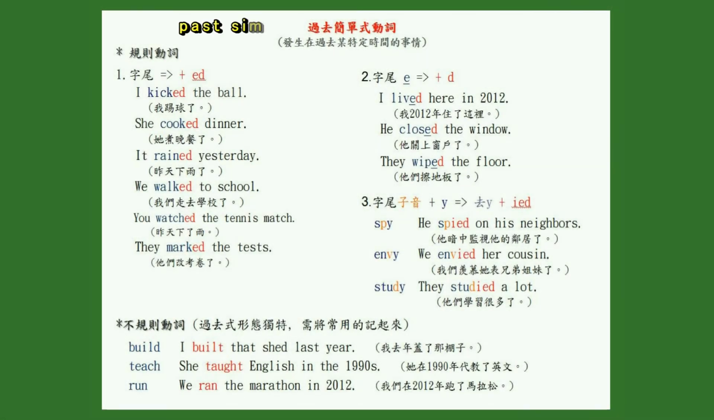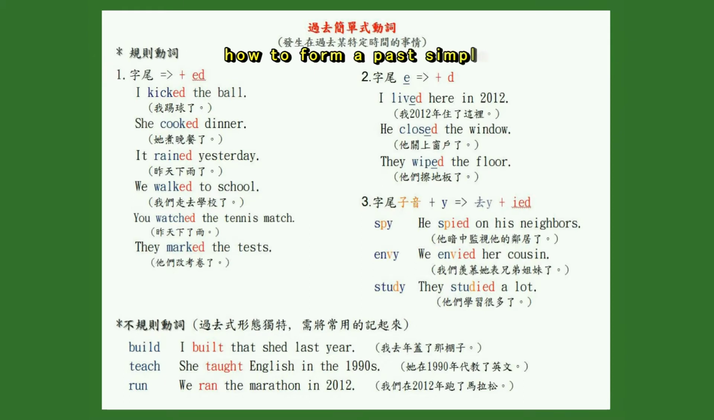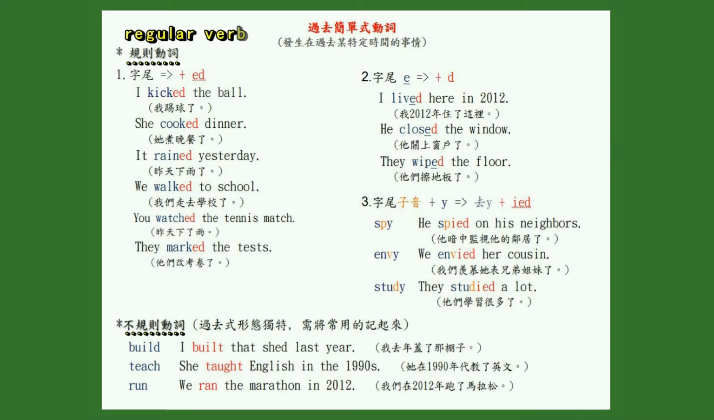This lesson is about the past simple. We use the past simple for things that happened at a specific time in the past. I'm going to show you how to form a past simple. But before we get started, it's good to know that in the English language we have regular verbs and irregular verbs. Now let's get started.